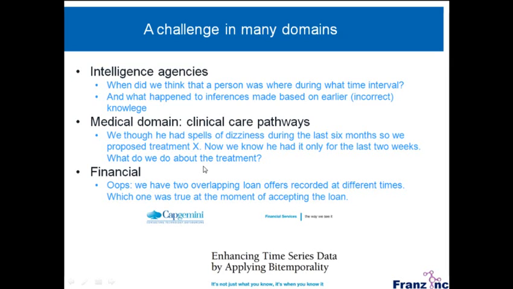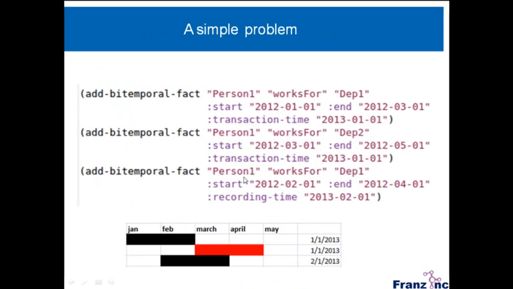Or financial. We could say we have 2 overlapping loans, recorded at different times. Which one was true at the moment of accepting a loan? So these are all things that people in the real world have to deal with when they deal with time. And there's a really good overview paper by a company called Capgemini, a report titled Enhancing Time Series Data by Applying Bi-Temporality, with this great title: It's not just what you know, it's also when you know it. So I would recommend that you find this on Google. But let me go a little bit deeper for the nerds in the audience.